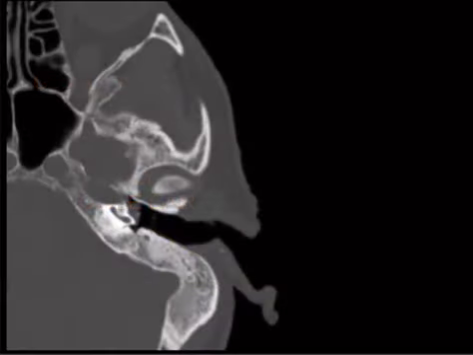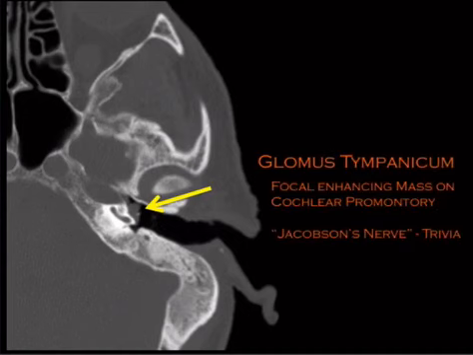So let's look at a couple here. This one here, it's in the middle ear, right? So this is the glomus tympanicum. It's a mass. It would be enhancing if we had MR. It's right next to the cochlear promontory. So what's the cochlear promontory? This thing's the cochlear promontory, right at the level of the smiley face, that basal turn. Remember that, cochlear promontory. Another piece of trivia is Jacobson's nerve tends to be involved.